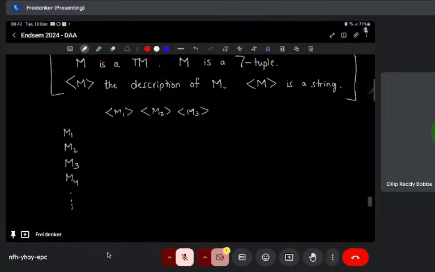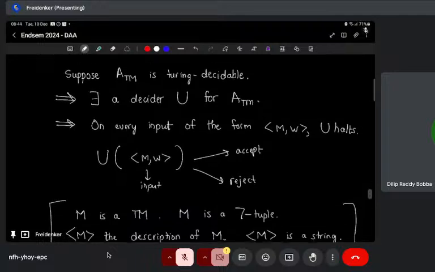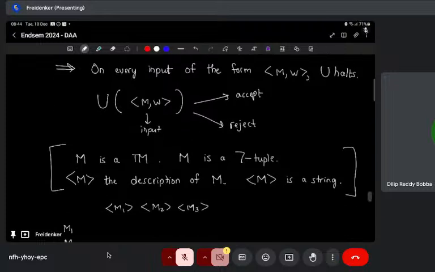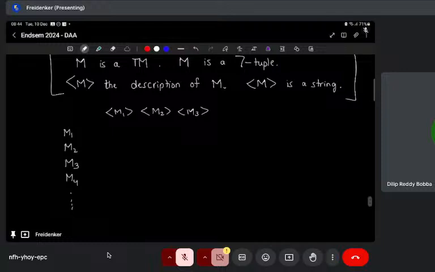The contradiction arises here itself. Contradiction means that if you say A_TM is Turing decidable, then it should be true for all cases, even if something is going wrong. So I will currently not worry about strings that don't represent a machine. I will only worry about the strings that are descriptions of machines at this point in time.